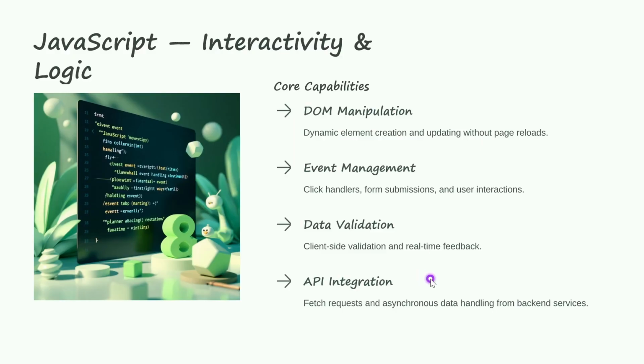For instance, making sure an email or password follows the right format before submission. And finally, we have API integration, where JavaScript connects the frontend and the backend through fetch requests, allowing data to be fetched and displayed in real time from a server. So overall, JavaScript turns a static page into a smart, interactive application.